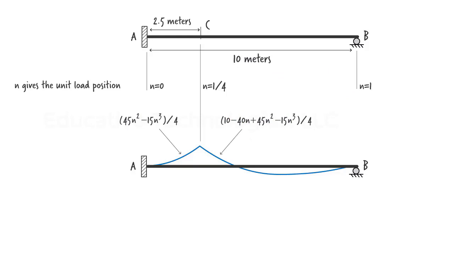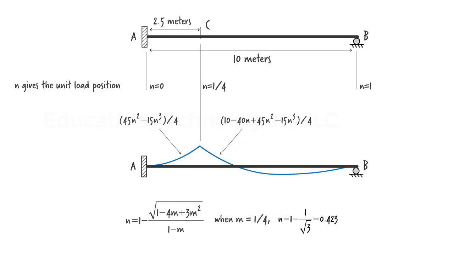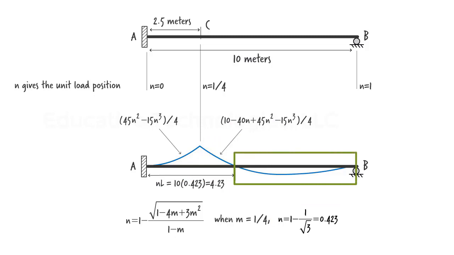To determine the point that the diagram crosses the x-axis, we need to evaluate this equation when M is 1 over 4. That gives us approximately 0.423 for N. This means the negative region of the diagram starts at 4.23 meters from the left end of the beam and ends at the right end of the beam.